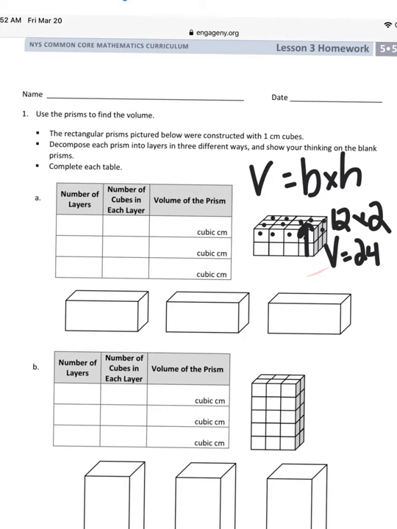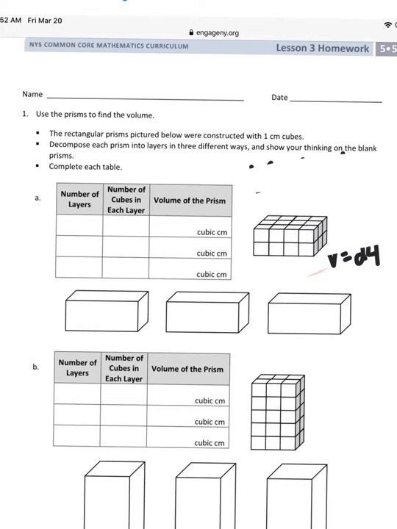So let me erase this really quick. Okay, so we already know that the volume here is 24. No matter what way I count it, if I don't get 24, I'm wrong. So I'm going to just put 24 up here because I know that I need to get 24 centimeters cubed by the end of this. Okay, so let's see here.